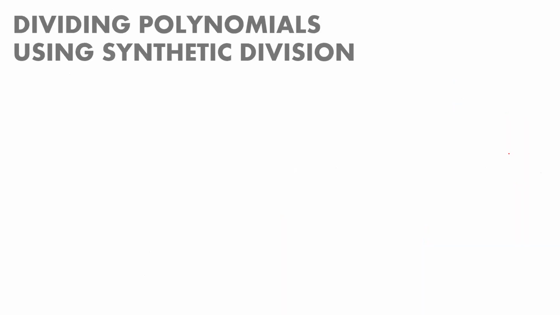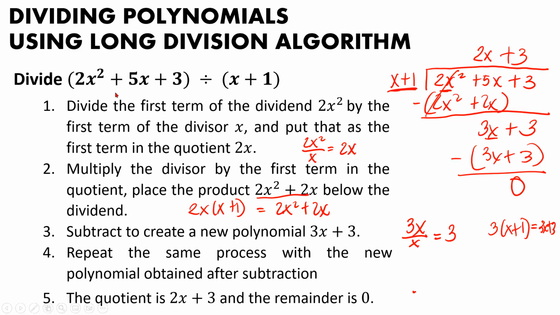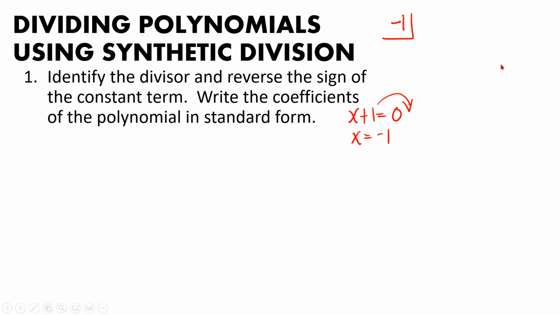Next, the second method is using synthetic division. Okay? So, first, identify the new divisor and reverse the sign. So, ang divisor natin kanina dun ay x plus 1. So, ang new divisor natin magiging, kung x plus 1, magiging transpose, x is equal to negative 1. So, negative 1. Then, write the coefficients. Ano ba yung mga coefficient natin kanina? Balikan natin. So, meron tayong 2x squared, 5x plus 3. Ang coefficients are 2, 5, 3. Okay? So, 2, 5, 3.